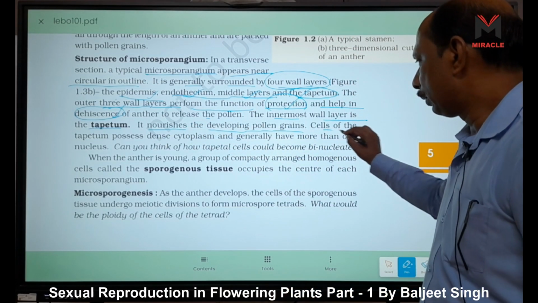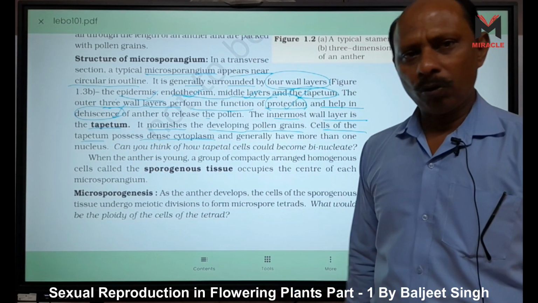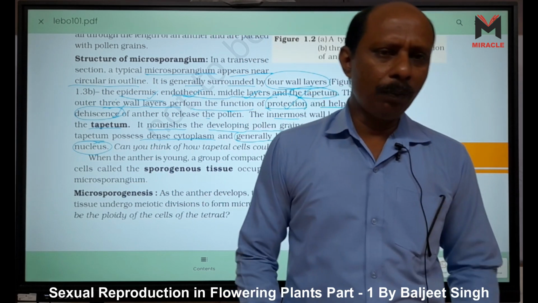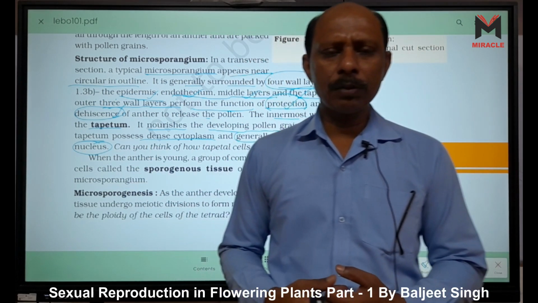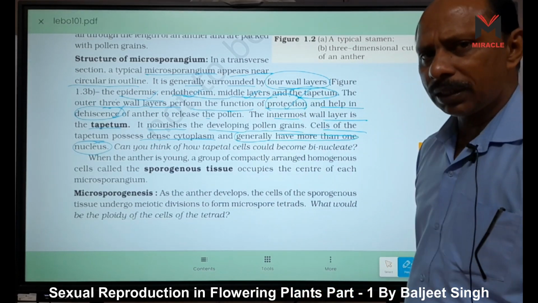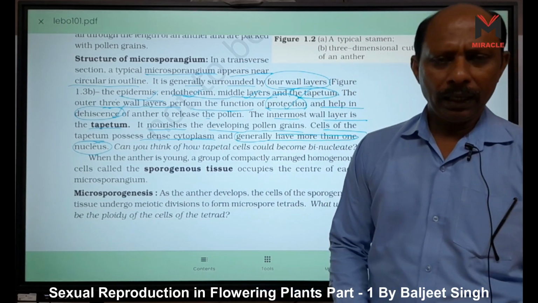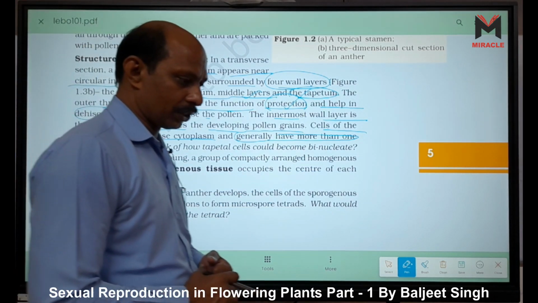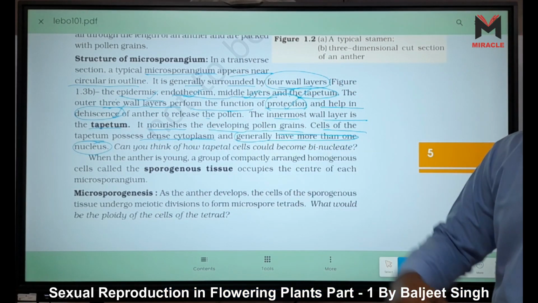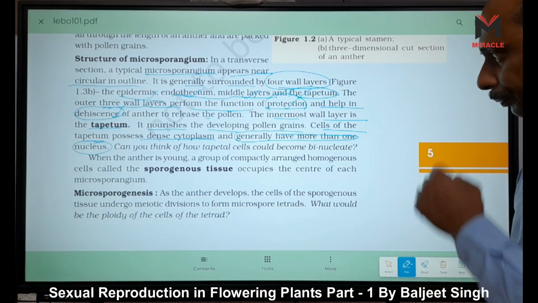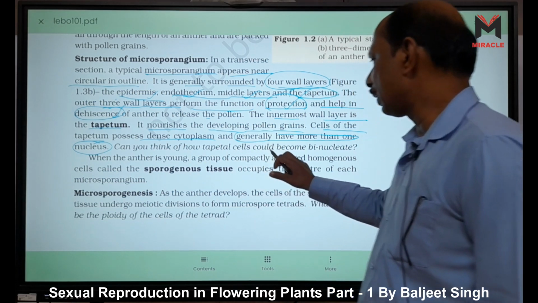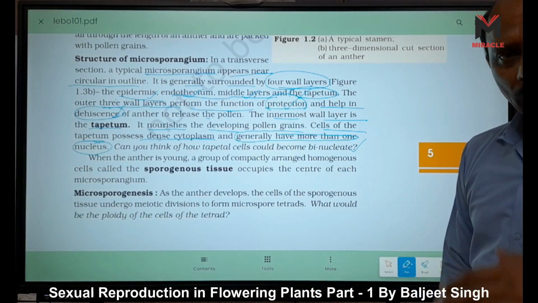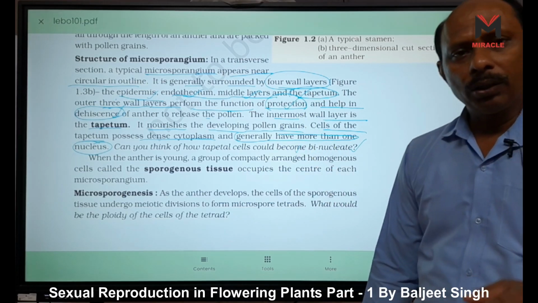Right? Cells of the tapetum possess dense cytoplasm and generally have more than one nucleus. Means it shows polyploidy or more than one nucleus. More than one nucleus means we can say syncytic, right? Multinucleated structure. And it shows polyploidy, here endomitosis is also there. Due to the endomitosis, what happens here? They show us polyploid structure, right? And when many nuclei are there, only karyokinesis is there, no cytokinesis, right? Can you think of how tapetal cells could become binucleated? Because here cytokinesis is not there, only karyokinesis occurs repeatedly. That's why in each cell more than one nucleus is present, right?